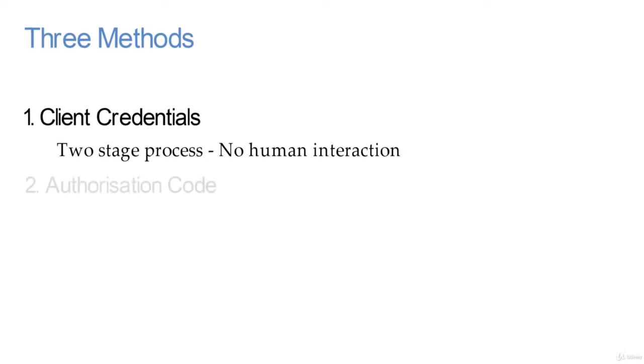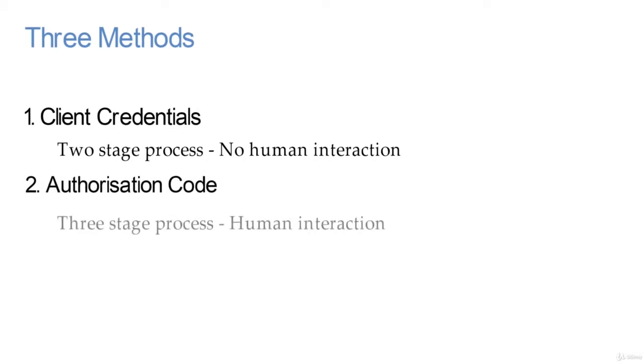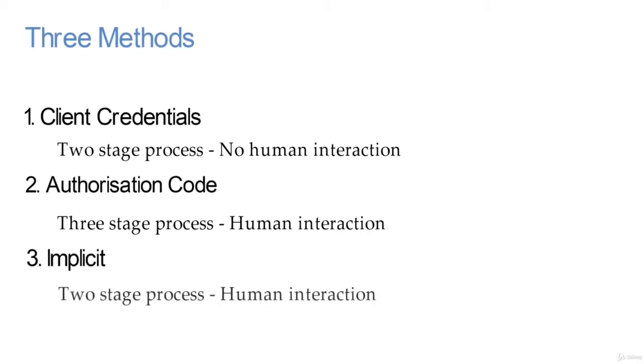And the next one, we have the authorization code, which is a three-stage process with human interaction. And finally, we have the implicit, which is a two-stage process with human interaction. And these are the methods which can be provided while defining the OAuth clients.